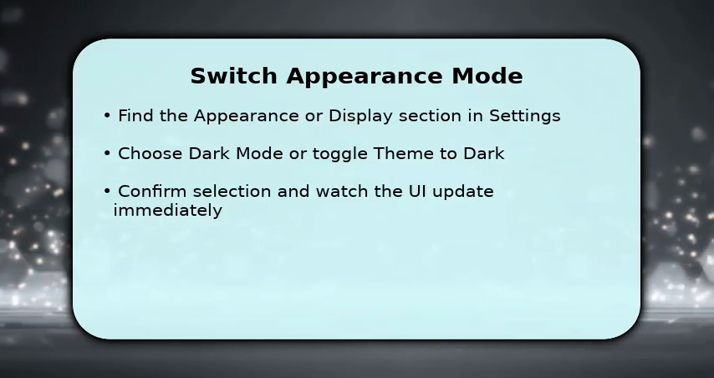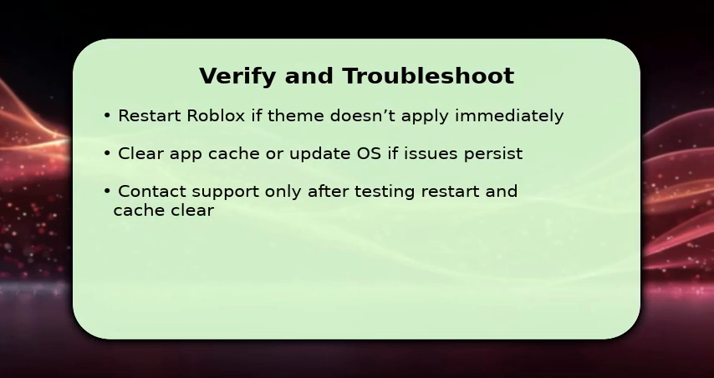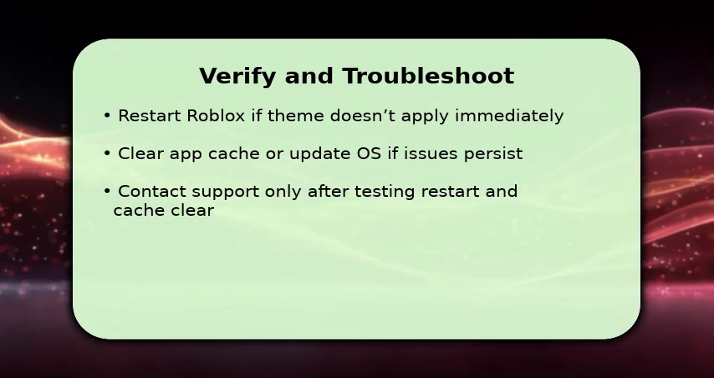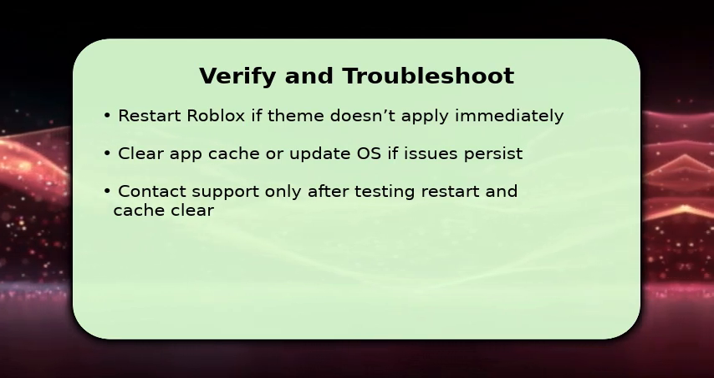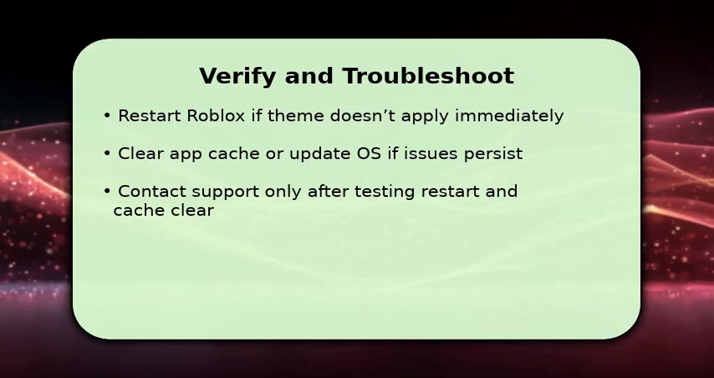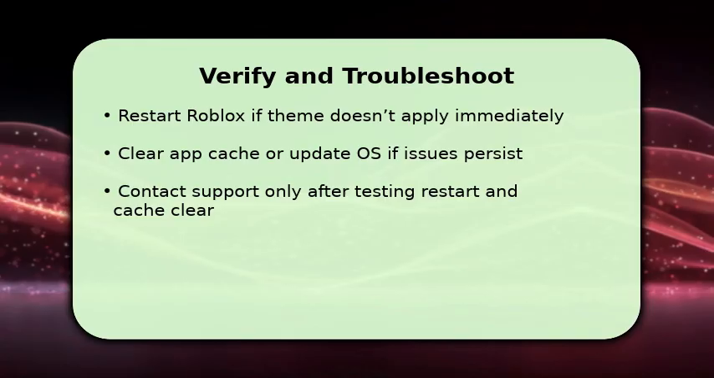Finish by verifying the theme across menus and game pages. If anything still looks light, restart Roblox to force the UI refresh. If restart fails, clear the app cache or update your operating system since outdated system theming can block changes. Make sure to recheck appearance after each step.